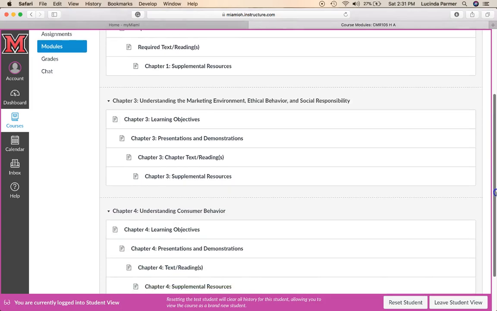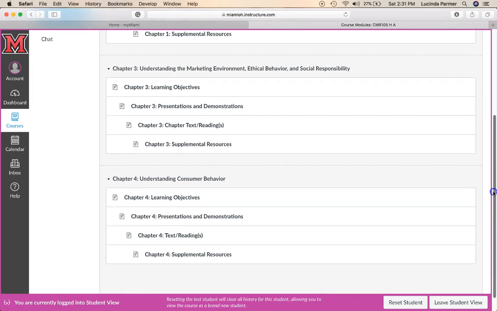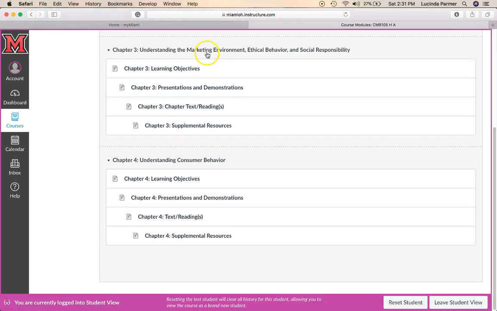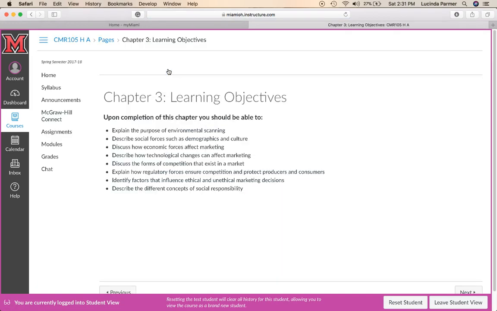So the next chapter we're going to focus on is chapter 3, Understanding the Marketing Environment, Ethical Behavior, and Social Responsibility. So let's look and see why this chapter is important. I'm going to look at the environmental scanning, different social forces, economic forces, technological forces, forms of competition, regulatory forces, ethical and unethical marketing decisions, and social responsibility.